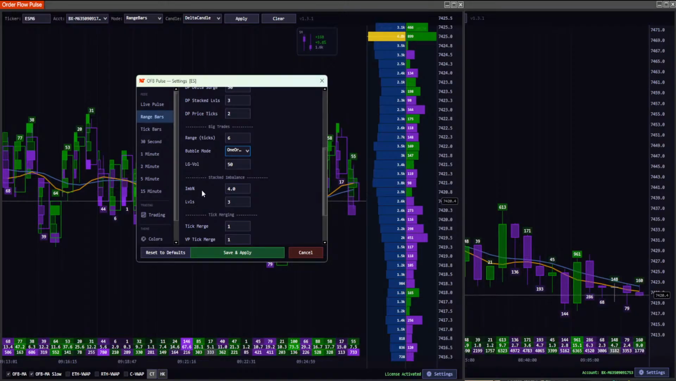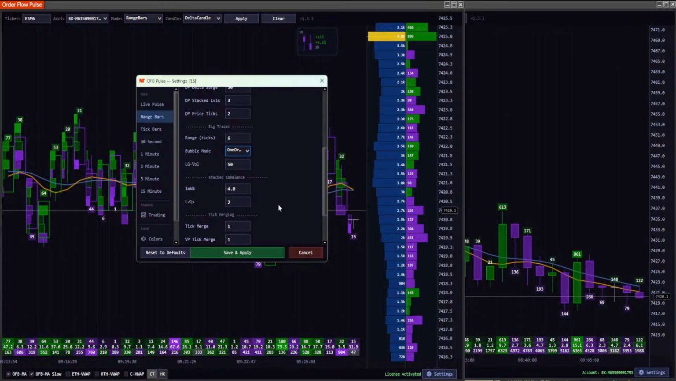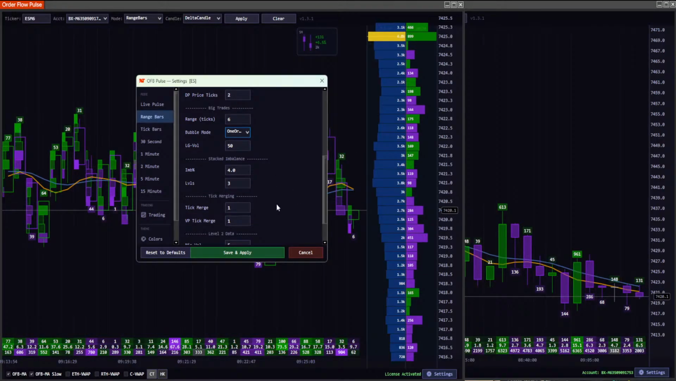The imbalance is 4 times more buyers than sellers, and levels of 3. That is what I have. Sometimes you might have to put this down to 3 to 2 or 3 to 3. You are going to have to move that around and figure out what the good settings are for you.